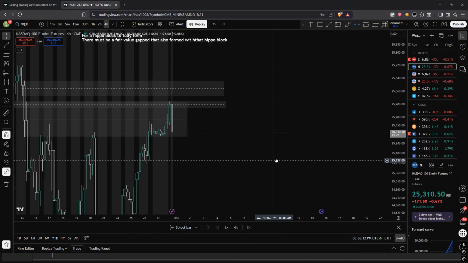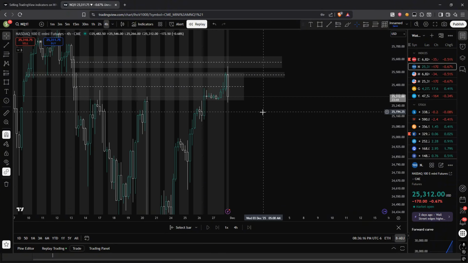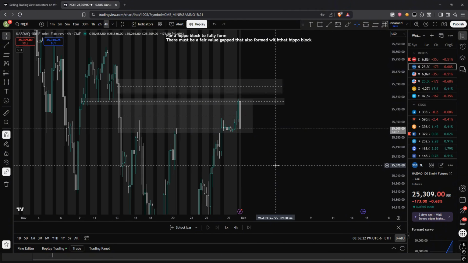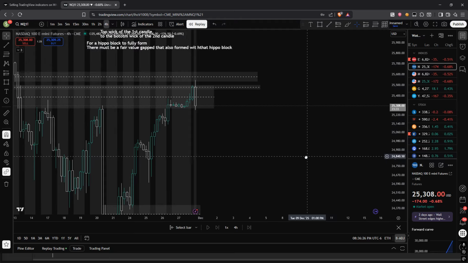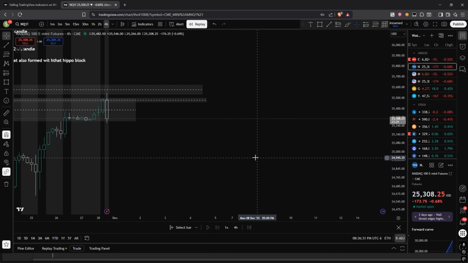Because I'm going to gatekeep this. No, I'm just kidding. But this is basically how I trade Hippo blocks, and I hope you guys take a look into this, because it's actually pretty useful. It's actually a pretty good confluence to add on, and yeah, that's really it.